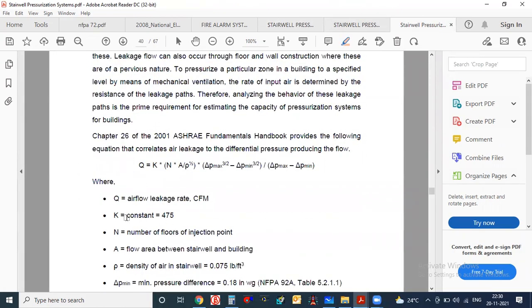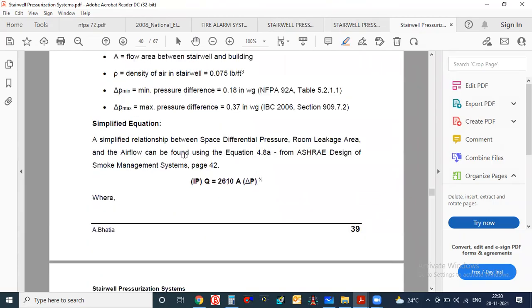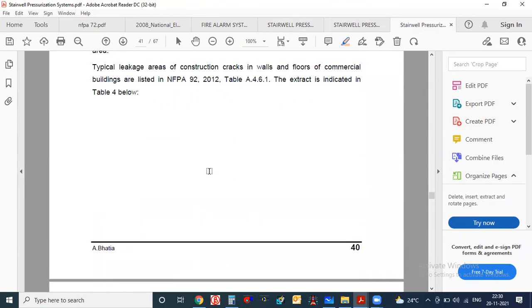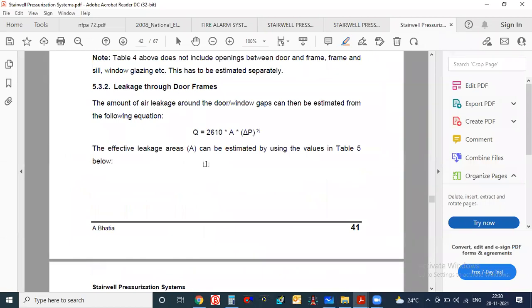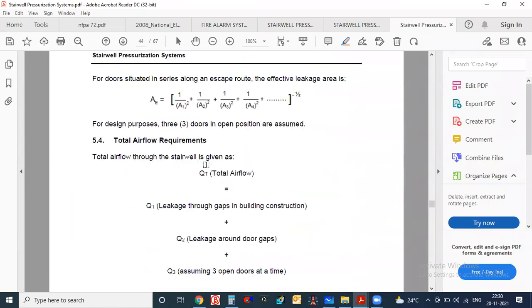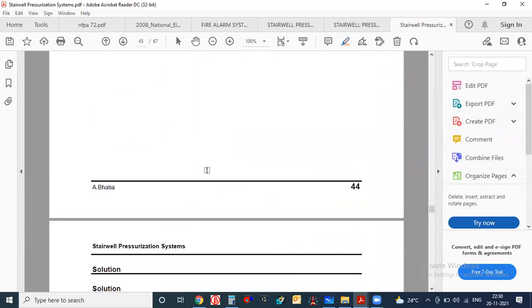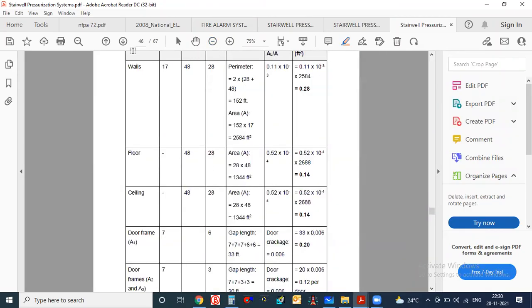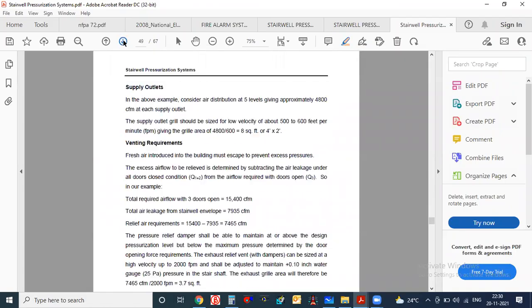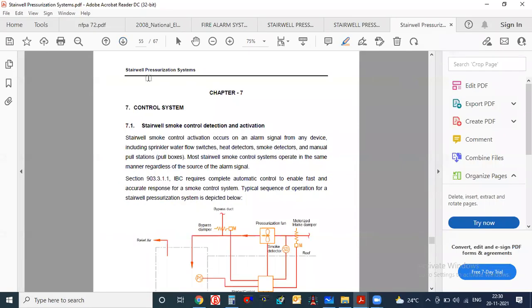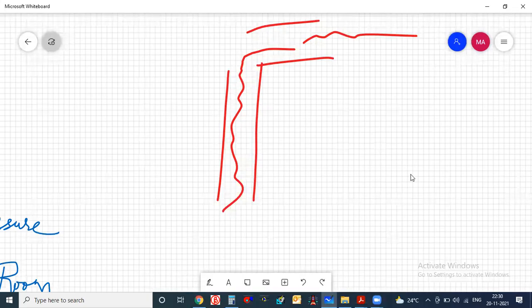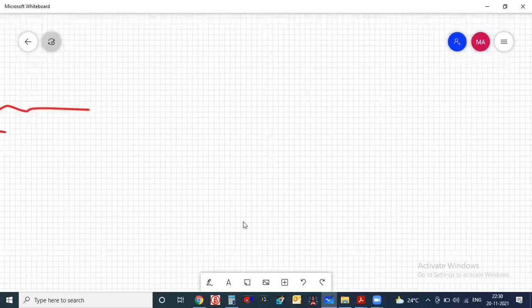The formula looks entirely similar. Then the simplified equation. So many calculation methods are given here; you can go through that. See tight, loose, average; some values are given here. I think you can go through that. Many methods are also given, and an example is also given here. Actually, I like this book because it has explained stairwell pressurization in a very beautiful way. So I hope you just follow that. It will be very easy to understand.